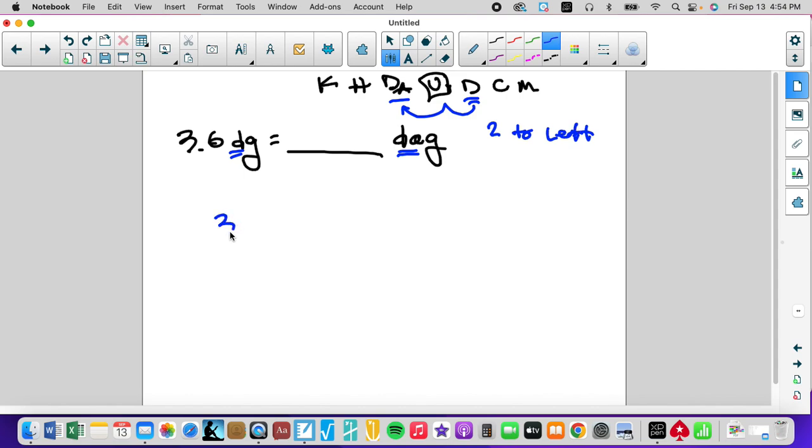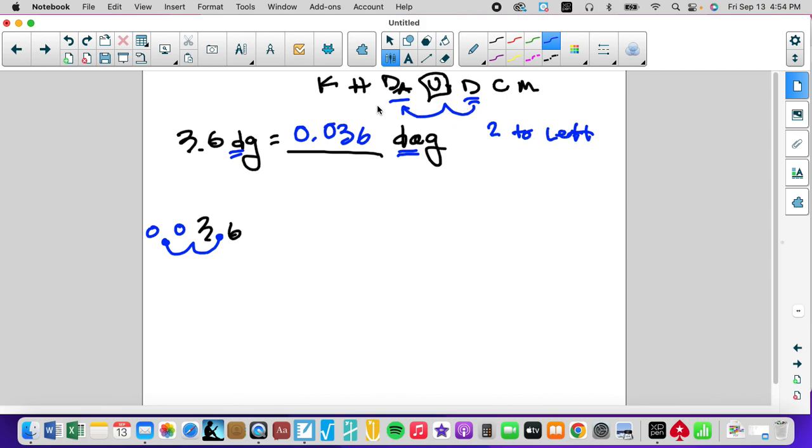So I write my number, 3.6. Now we're going to take that decimal point and move it 2 places to the left. And then we're going to add zeros. And so it's going to be 0.036. As easy as that, kids.